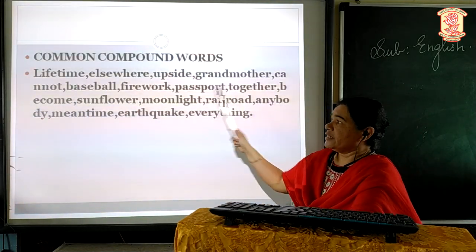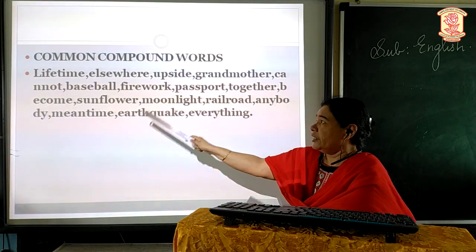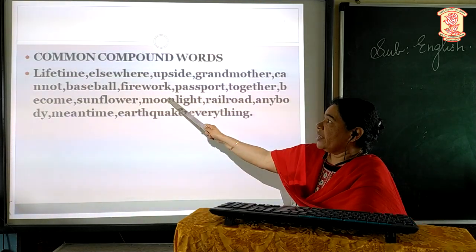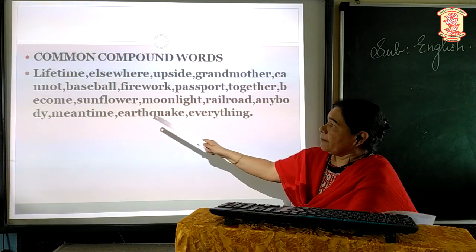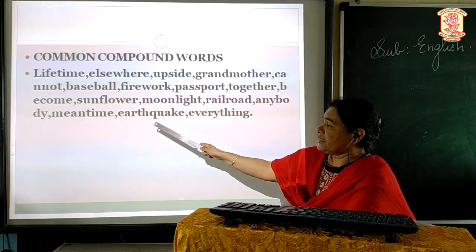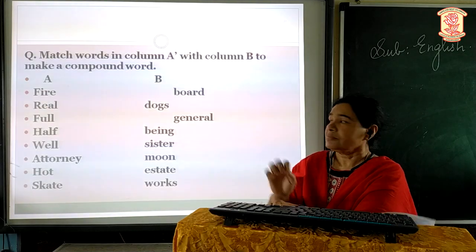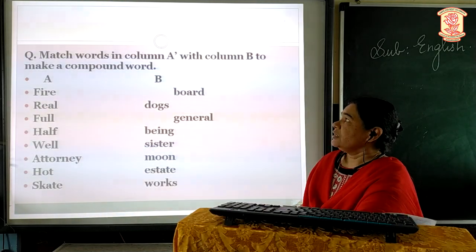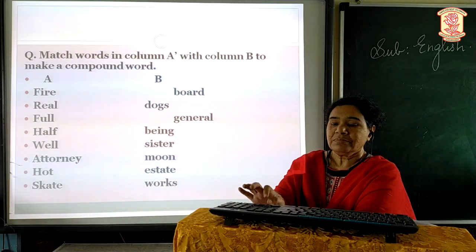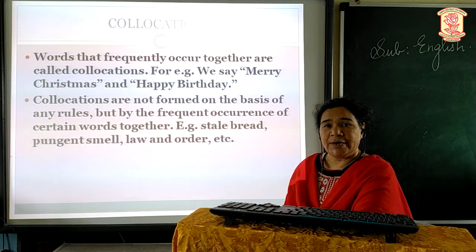Some common compound words are lifetime. Life is one word, time is one word, but here it is one word. Elsewhere, upside, grandmother, cannot, baseball, firework, passport, together, become, sunflower, moonlight, railroad, anybody, meantime, earthquake, everything. These are all compound words. Now here you have to match column A with column B to form a compound word. That was the end of compound words.